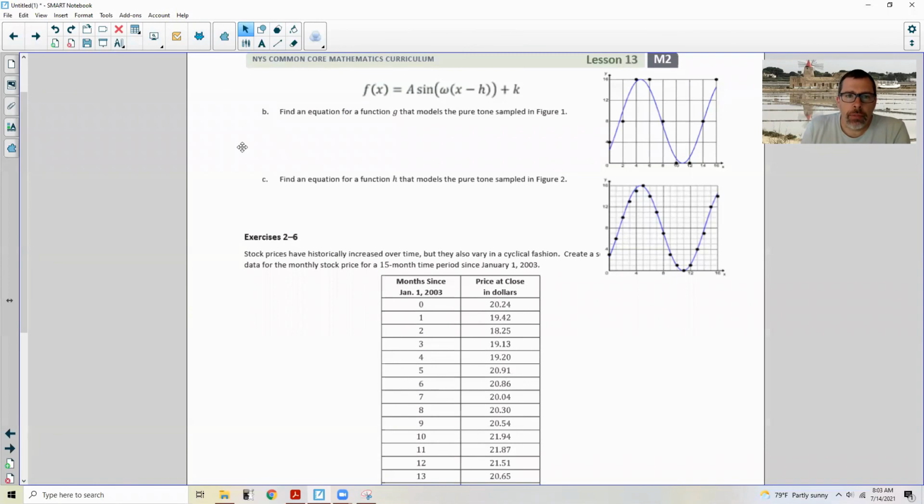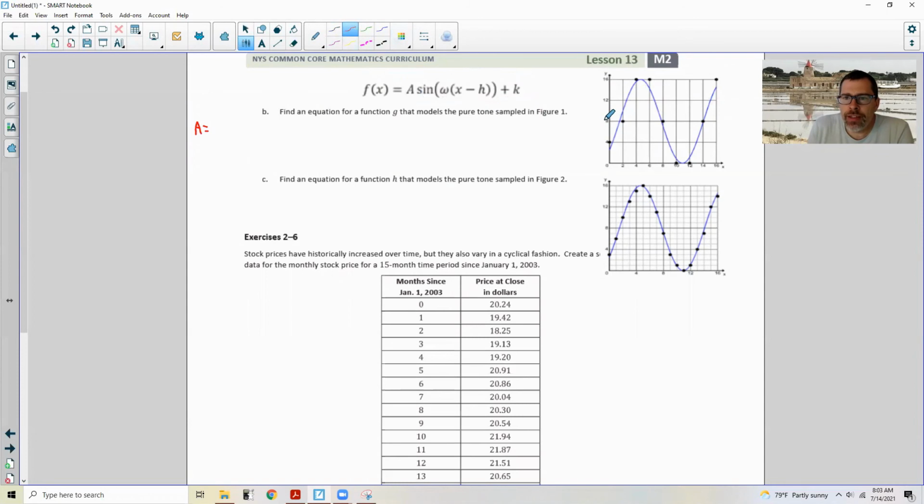Okay, page 6, part B. It says to find an equation for a function g that models a pure tone sample in figure 1. So I brought over the graph. This is sample 1, figure 1. So here's the equation of the sine function. So we need to know what amplitude is. So I would just make a list over on the side first.